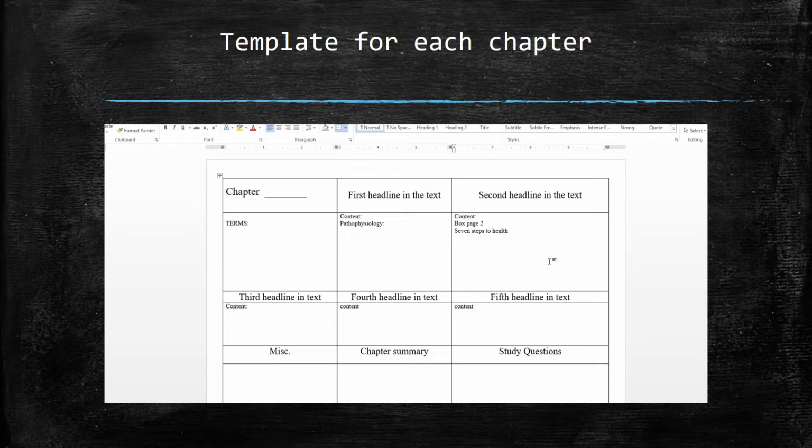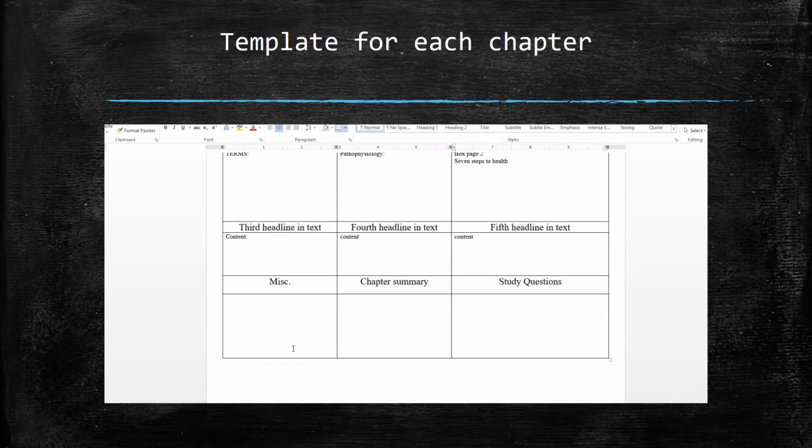You very possibly could see those as well. Third headline, concept and scope of pathophysiology. There's content, there's another box. Pay special attention to just continue filling it. You may need more than 5 headlines. Feel free to add to the box.